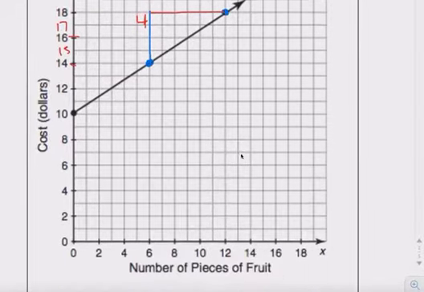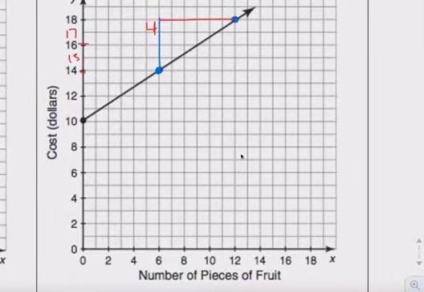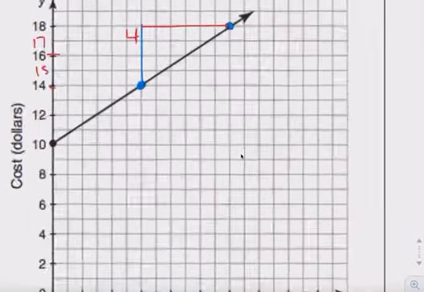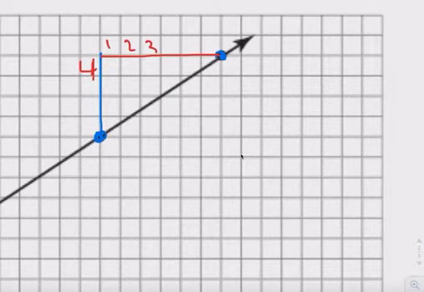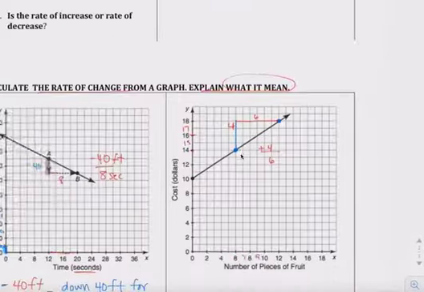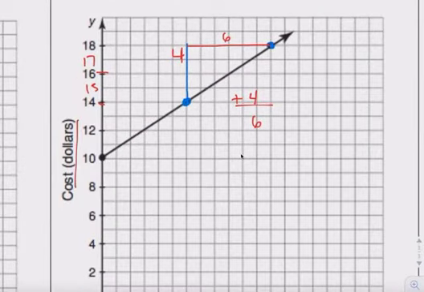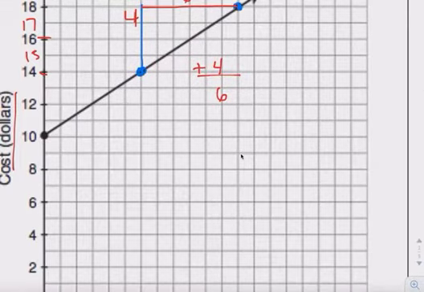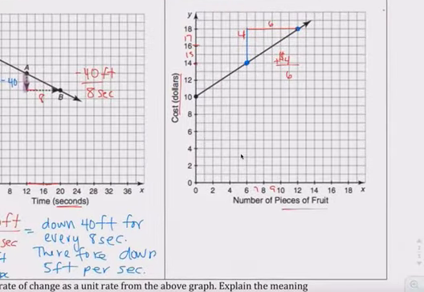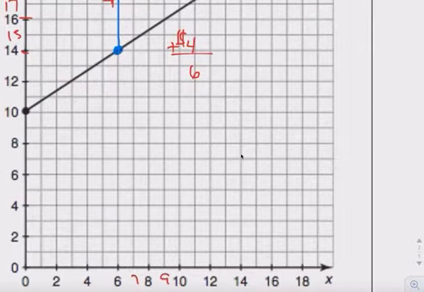Okay, across this way. Let's look at the bottom at what they're counting by. 6, 7, 8, 9. Okay, they're counting by 1 also. 1, 2, 3, 4, 5, that's 6. So this is 6. So this is up 4 over 6. 4 means what? $4. Okay, so it costs $4 for every 6 pieces of fruit.